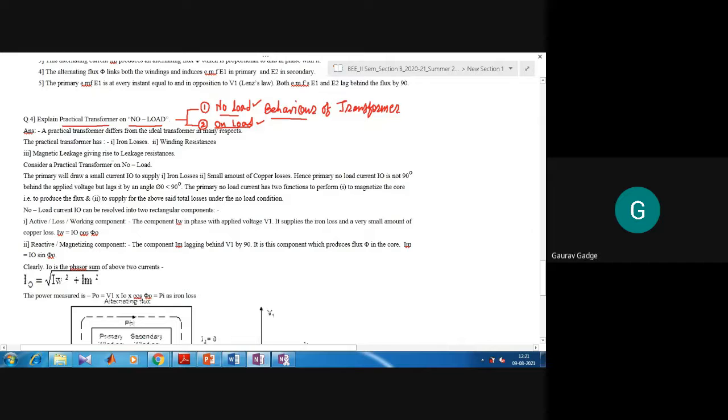So practical transformer differs from ideal transformer in many aspects. That is, we say that ideally we should be very good. We have to top in academics, we have to be good in sports, we have to get medals for sports, for co-curricular and extracurricular activities, and we have to be a topper, we have to be ideal. But it is not practically possible.